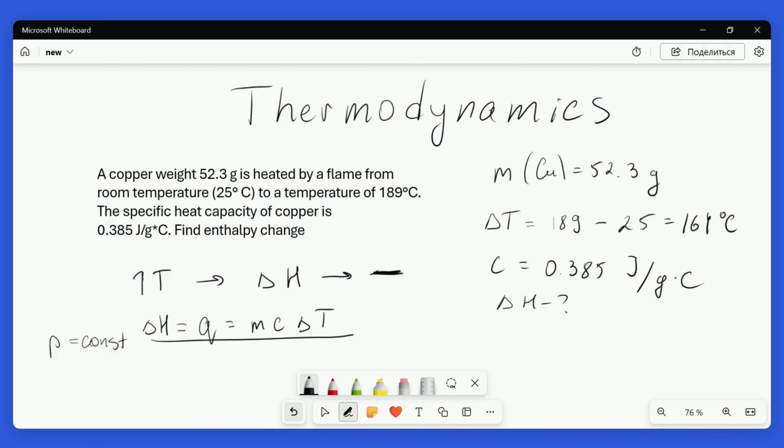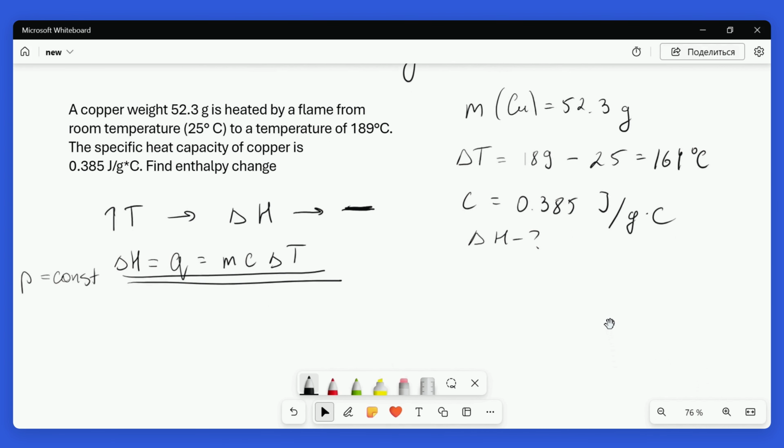We have only two types of calorimeter. If it's a coffee cup calorimeter, pressure is constant, so it does not change. Since it doesn't change, we use that formula for delta H. Do we have all of that? Yes, we do. So delta H, let's just plug in all the numbers.